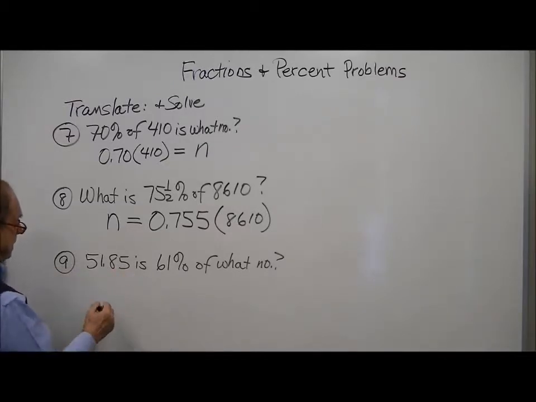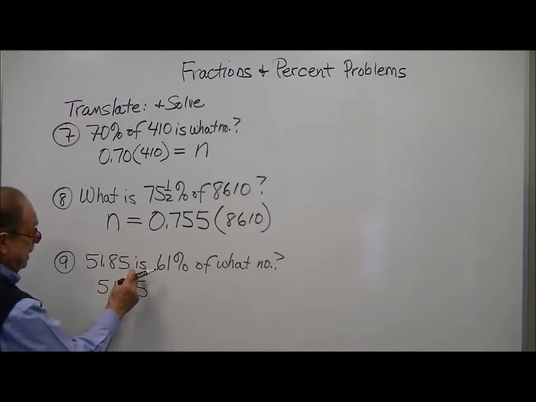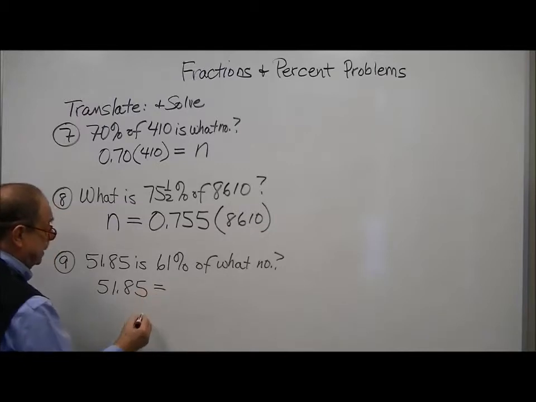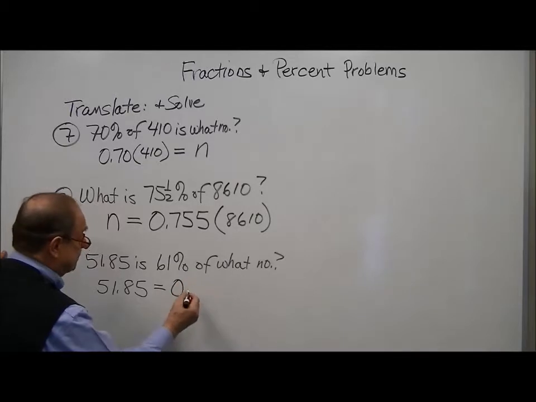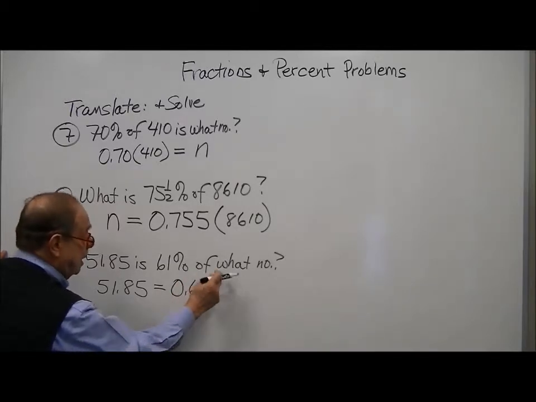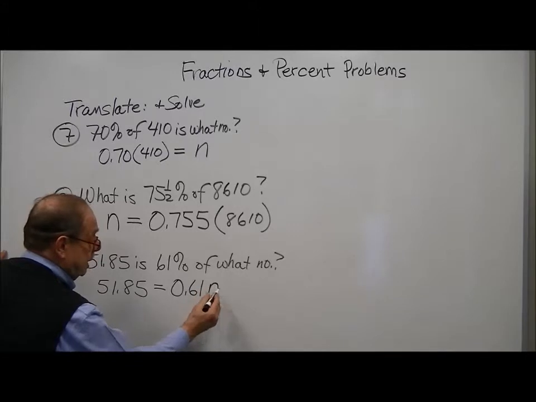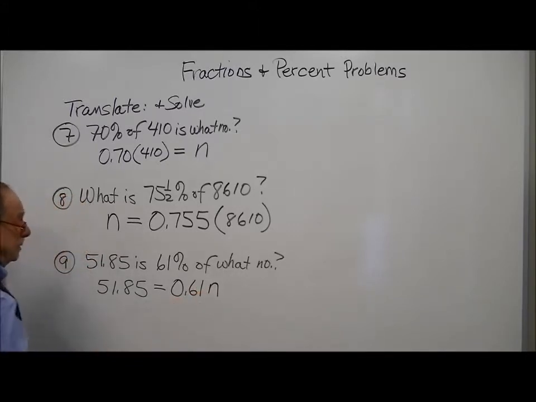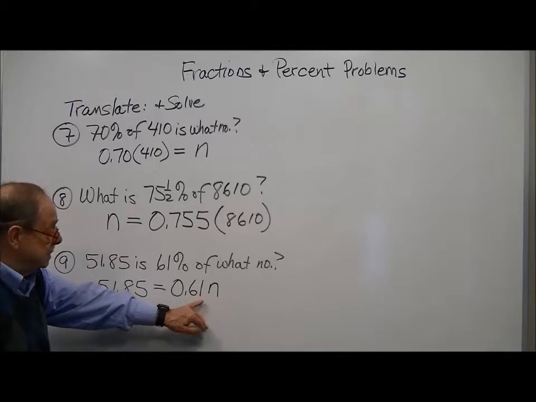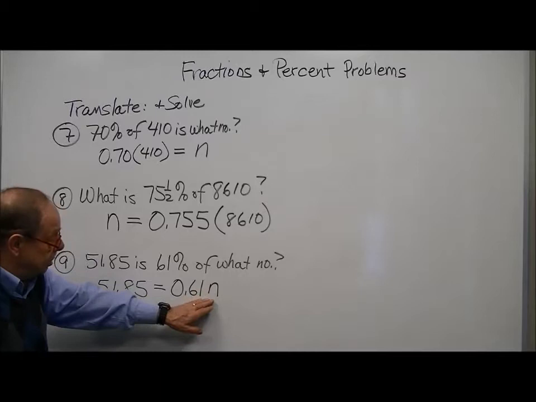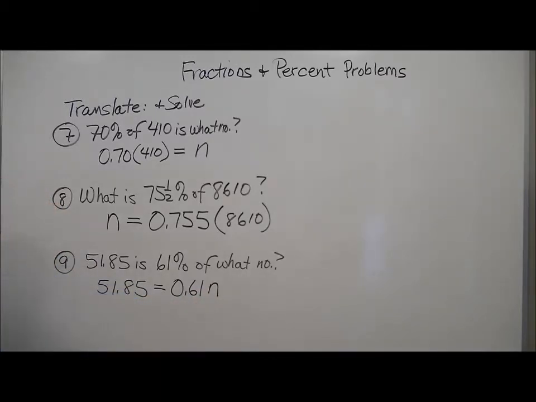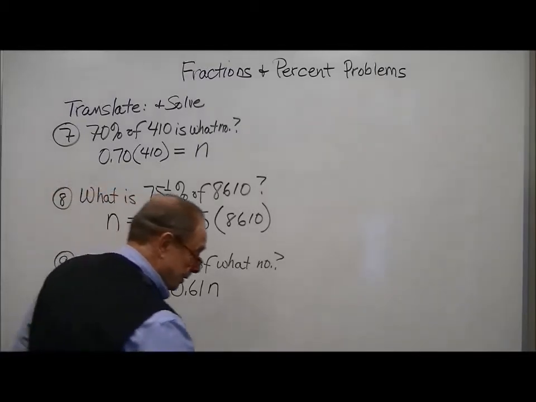For number 9, "is" is an equal sign. 61% converted to a decimal, "of" means multiplication. And since we're multiplying, we could put parentheses, but it's not needed because no symbol between a letter and a number implies multiplication. So what we've done is we've translated, and now we're going to solve.